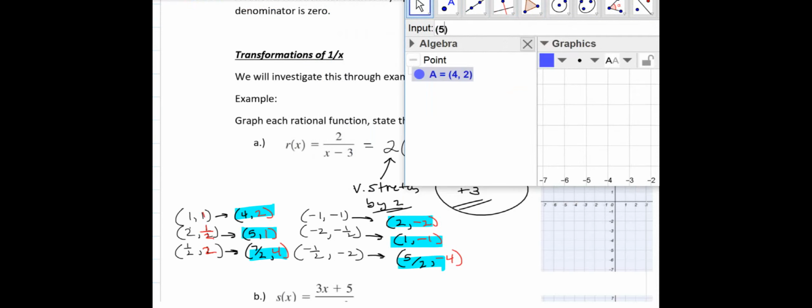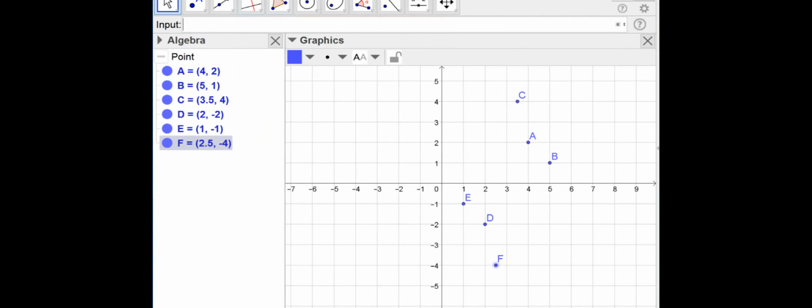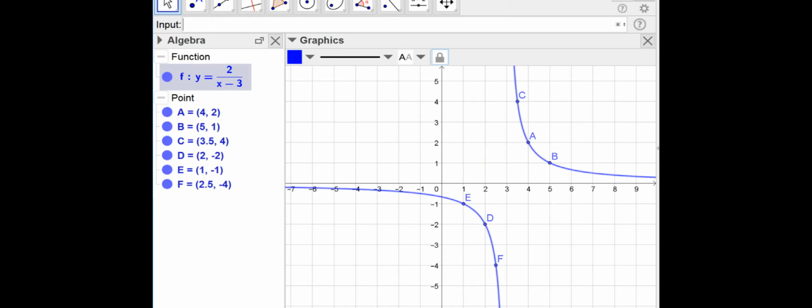We got 4, 2; 5, 1; 7 halves, 4; 2, -2; 1, -1; 5 halves, -4. Okay. So it's those points there, correct? Do those points match y equals 2 divided by x minus 3? Does it make sense to everybody how we can do that with transformations?